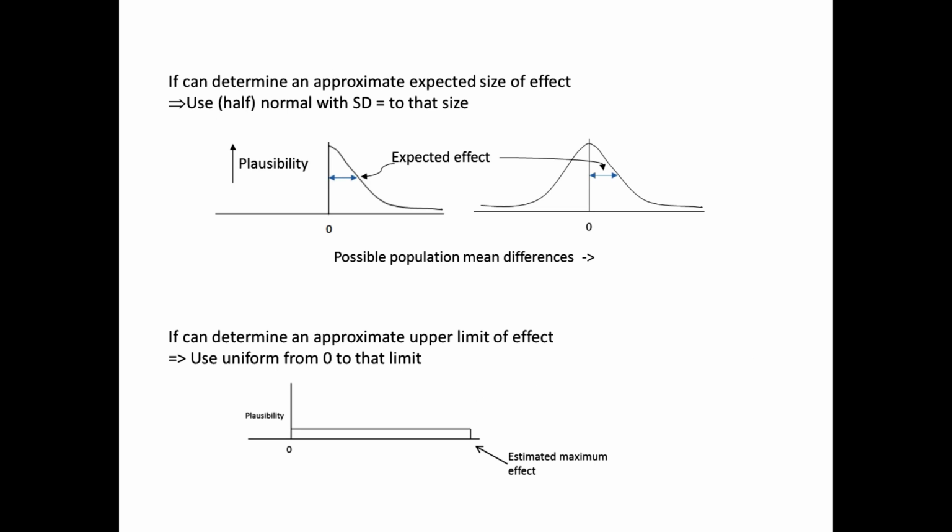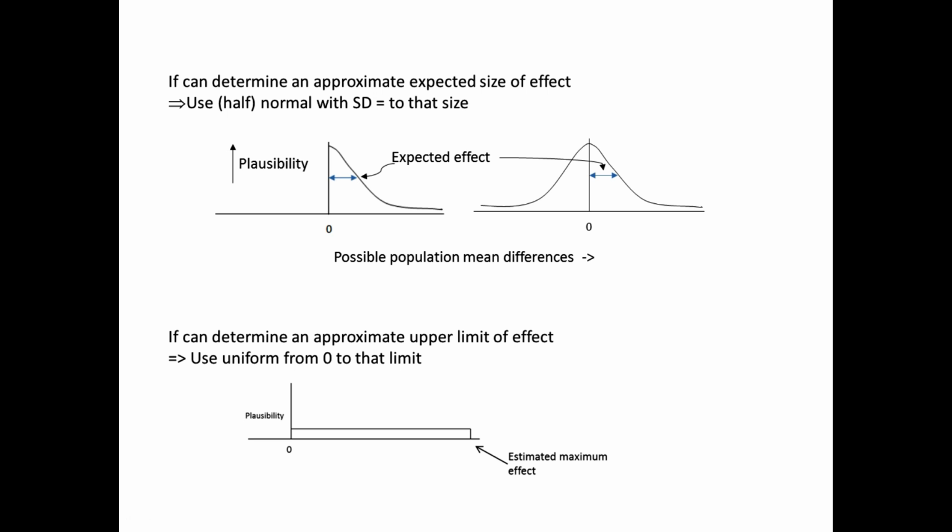So the 2 rules of thumb that get me by, I don't know, at least 90% of the time are now the 2 that I mentioned. Either I think from some past study, meta-analysis or something like that, I can get a handle on the sort of scale of effect that I'm interested in, in which case I use a normal or half normal with the expected value from that meta-analysis or past study, setting the standard deviation as I went through before.